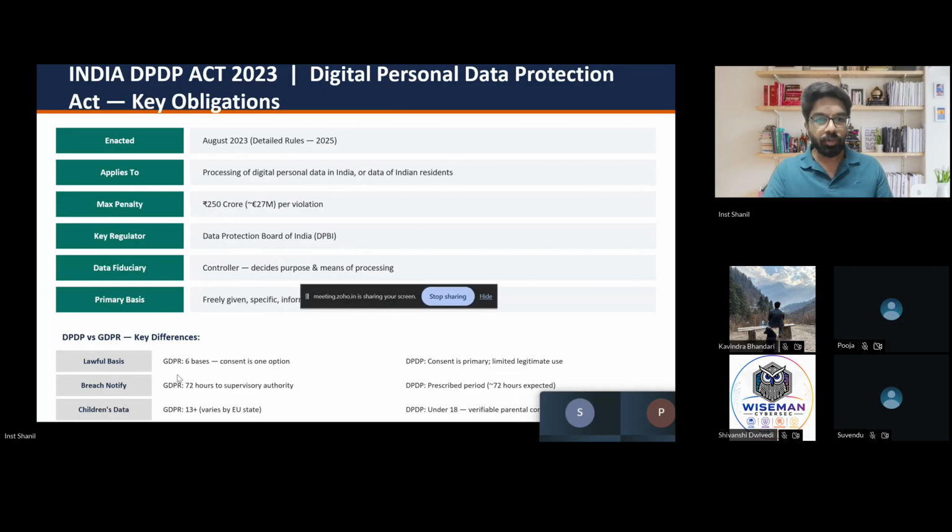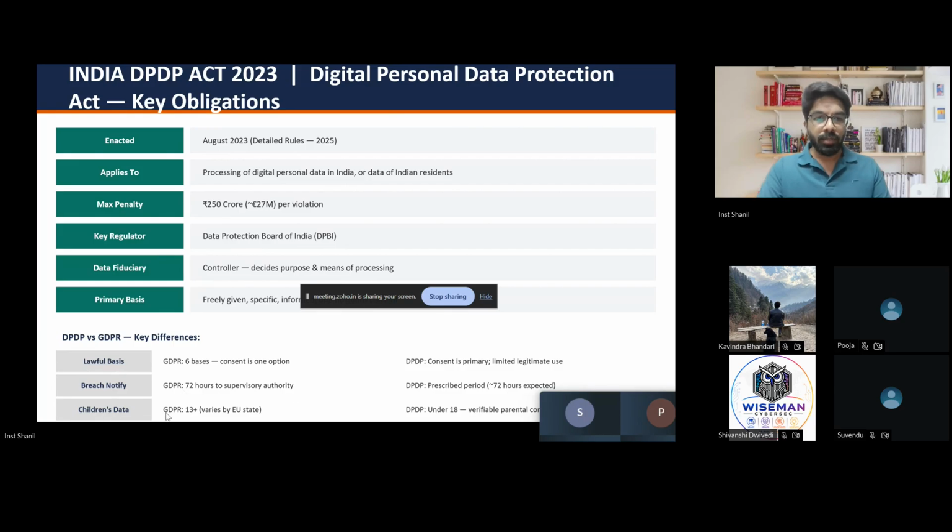Breach notification. GDPR gives a timeline of 72 hours to notify breaches to the GDPR authorities. For DPDP, it does not prescribe a defined period, but we can expect it to be around 72 hours. The DPDP Act just says a reasonable time. It says that data breaches should be communicated within a reasonable time, but we can assume it to be 72 hours, in connection with the GDPR Act.